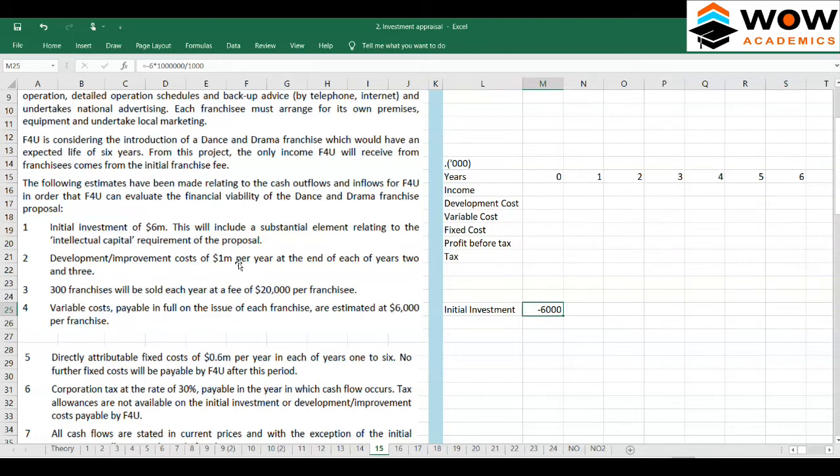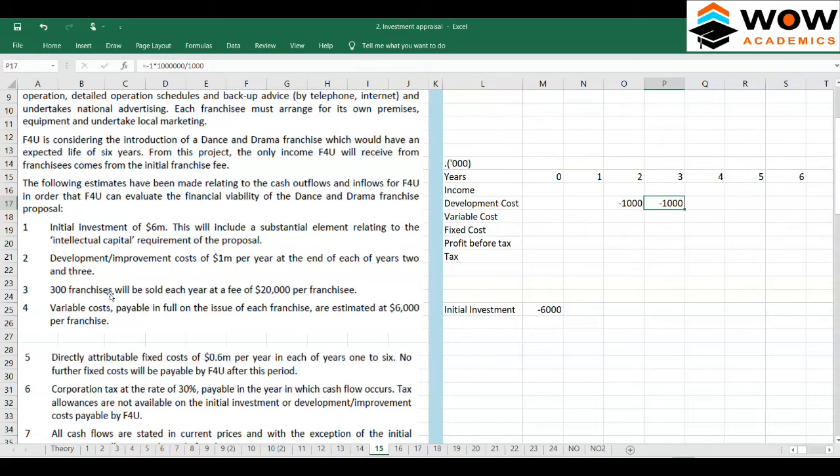There is going to be a development cost of 1 million each year in the second and third year, right? So it's going to be 1 million. Again, it's going to be 10 lakhs divided by 1000. So it's going to be for 2 years, for the second and the third year. So we have done the second point, and they are going to sell each year.